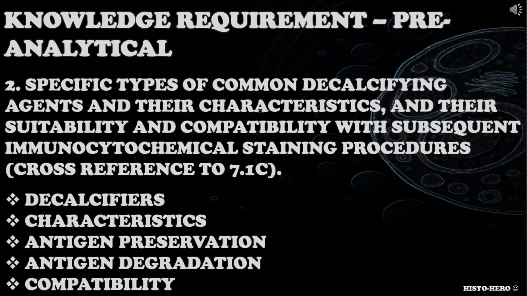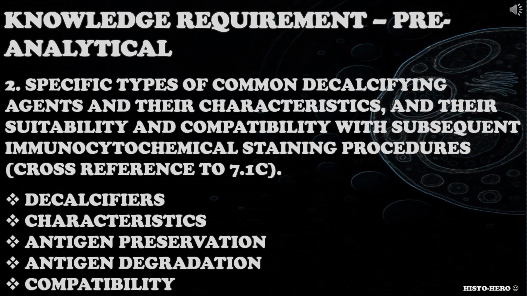The second knowledge requirement is for you to know specific types of common decalcifying agents and their characteristics, and their suitability and compatibility with subsequent IHC staining procedures. This requirement can be cross-referenced to the decalcification subsection. What decalcifying agents are commonly used in histology? What are their characteristics and their compatibility with subsequent IHC staining?